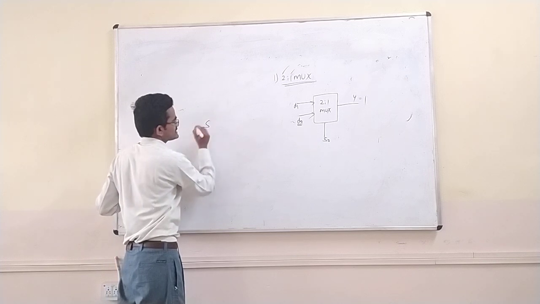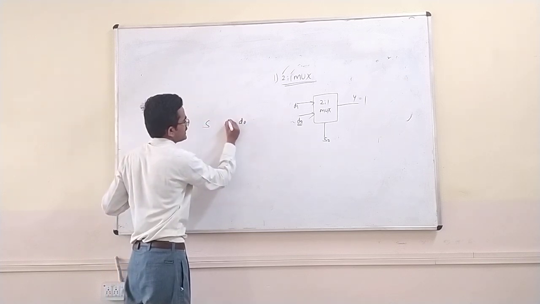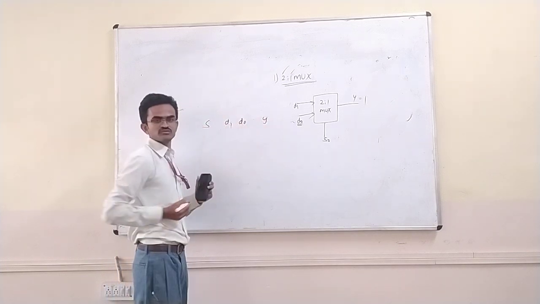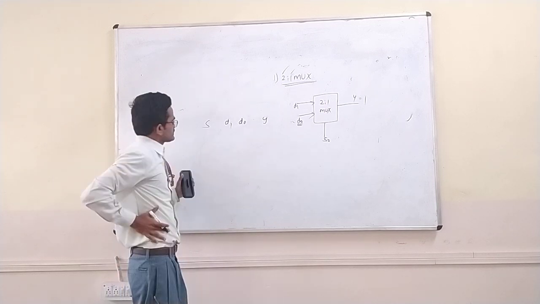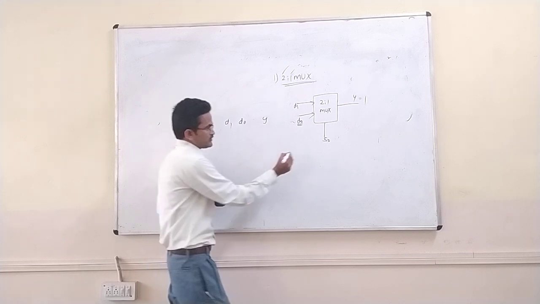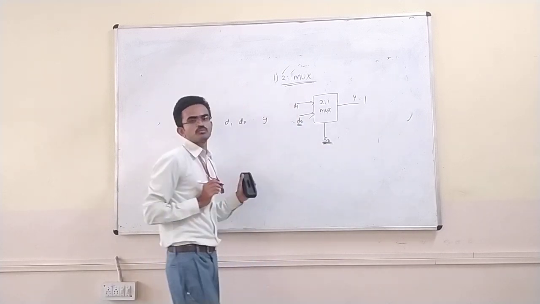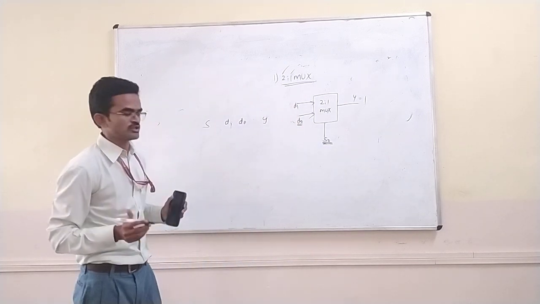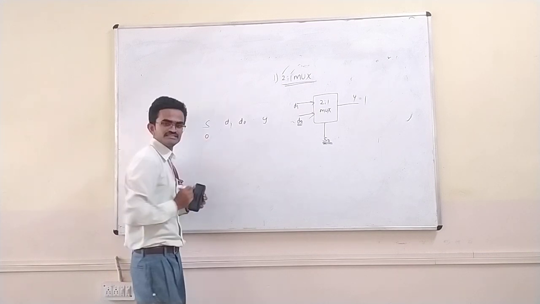See here, S is the select line, D0 and D1 are the inputs, and there is only one output Y. Since there is only one select line, there are only two possible combinations, either 0 or 1. So let me consider 0 first.